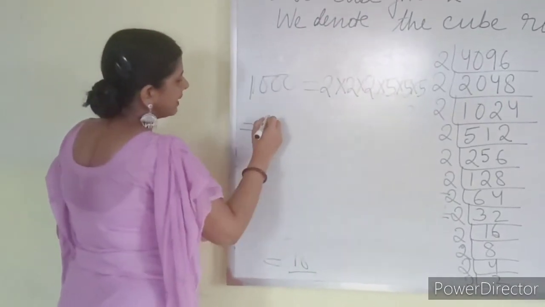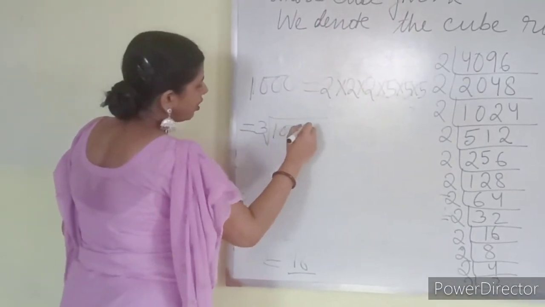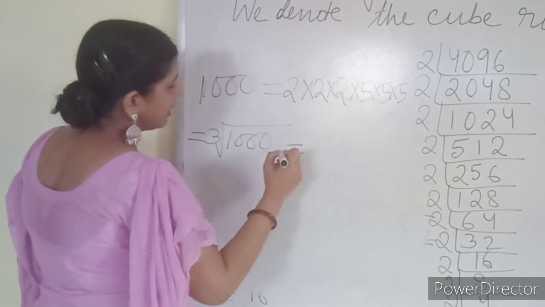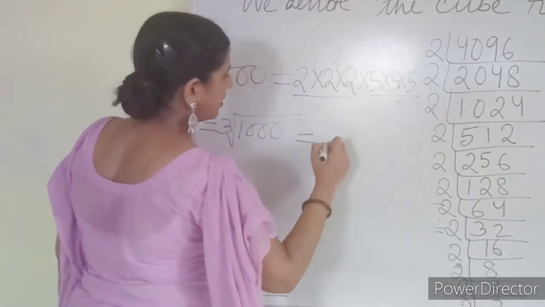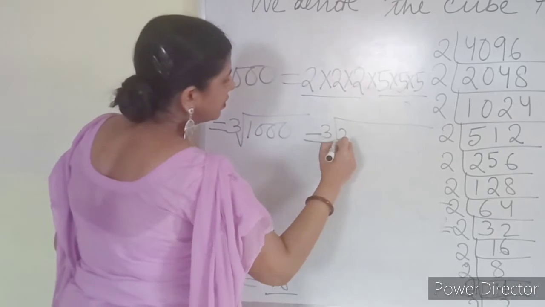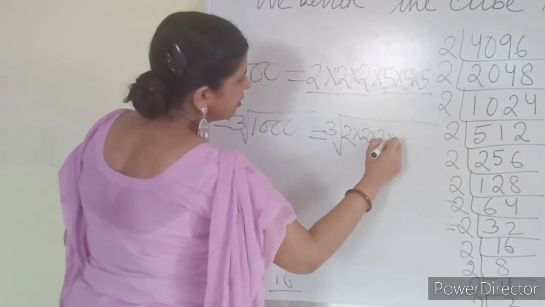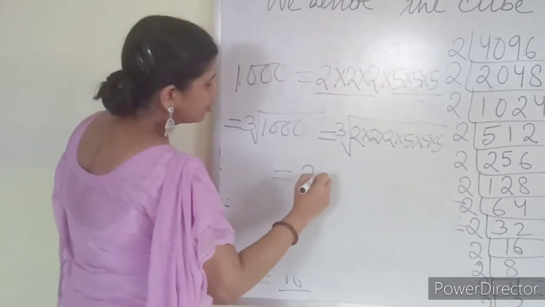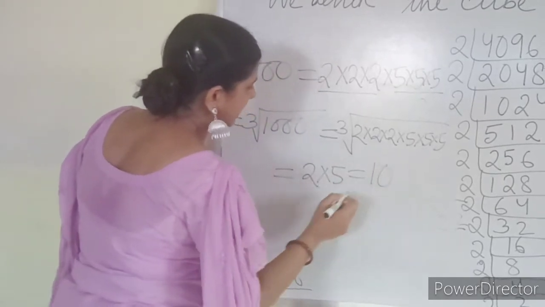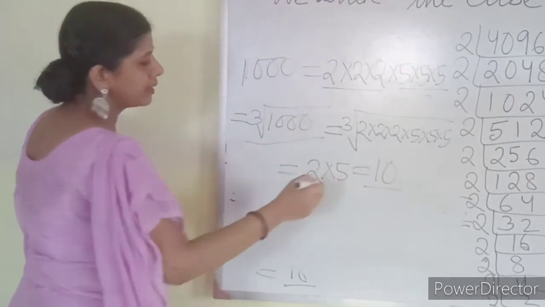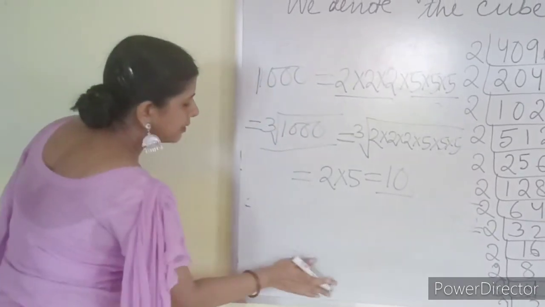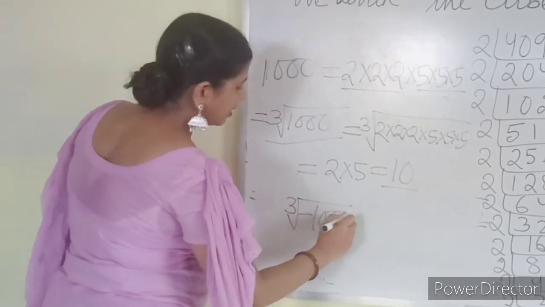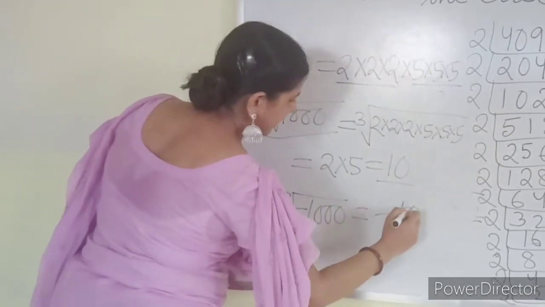Now, if I write the cube root of 1000, the minus sign is not there. So, what will be my answer? My answer will be the cube root of 2 into 2 into 2 into 5 into 5 into 5. So, what am I going to get? 2 into 5, that is equal to 10. If the positive value gives you the answer 10, then the negative one will give you minus 10. That is, I have to write the cube root of minus 1000 equals minus 10.